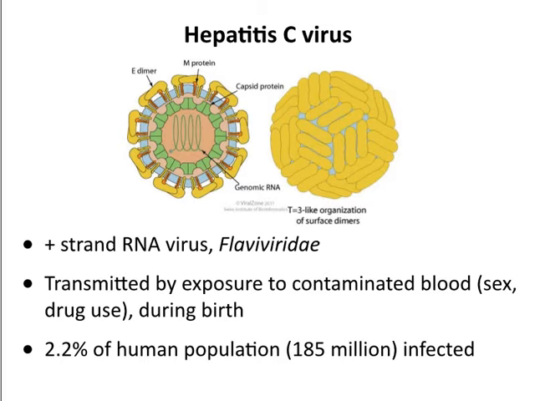Now, unlike yellow fever or West Nile, this is not spread by what? What spreads West Nile? Mosquitoes. This is spread not by mosquitoes, but by people. Again, exposure to contaminated blood. Hepatitis B has a viremic stage. Hepatitis C has a viremic stage as it's replicating in the liver. So it's transmitted during sex, intravenous drug use using contaminated needles, and also during birth.